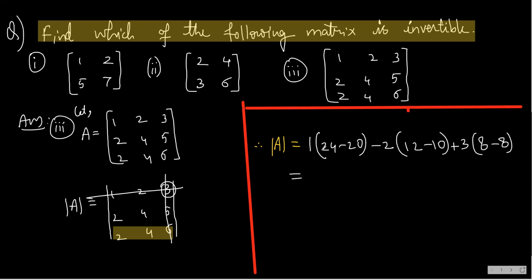Now see what you have here. 24 minus 20 is 4. 4 into 1 is 4. Then here you have minus 2 into 12 minus 10 is 2. And 3 into 0, 8 minus 8 is 0. So you get 4 minus 4 plus 0, which is 0. See, you could have found the determinant even by expansion. But then I found it to be easier doing by properties of determinant. So I went by that method. Okay, so this is about the invertible matrix.